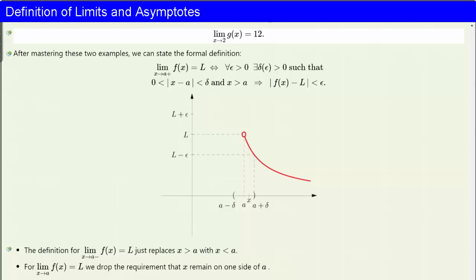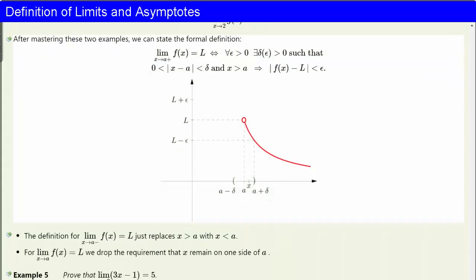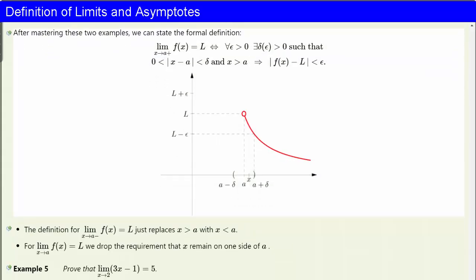Now it is clear from the graph of g of x that if x approaches 2 from the left, the values of g of x approach 12, and the same is true if you approach from the right. Therefore, the limit as x tends to 2 of g of x is 12. After mastering these two examples, we can state the formal definition.